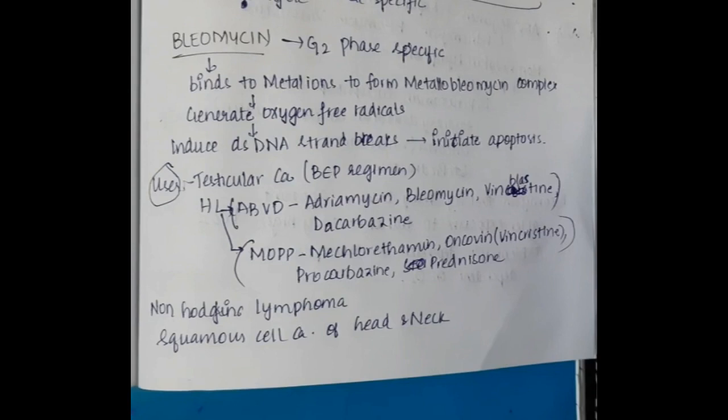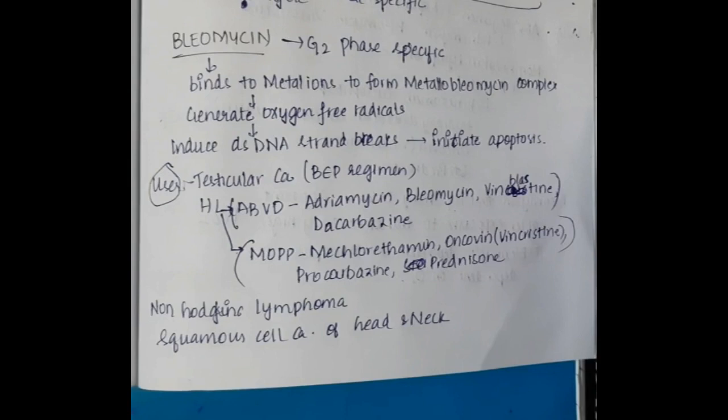If you see the uses of bleomycin, it is used in testicular carcinoma in the BEP regimen. In the BEP regimen, we have bleomycin, etoposide and platinum compounds. Next we have Hodgkin's lymphoma, where we have the ABVD regimen. In the ABVD regimen, there is adriamycin, bleomycin, vinblastine and dacarbazine.